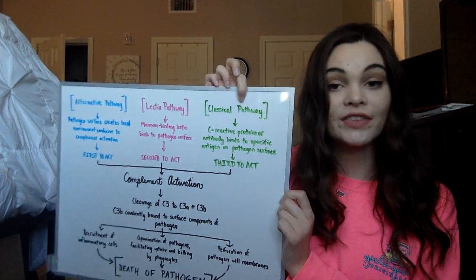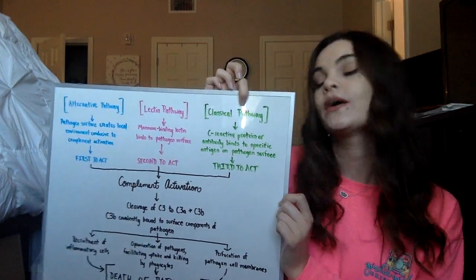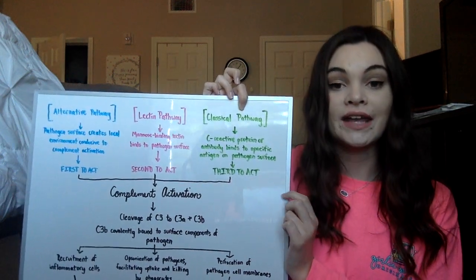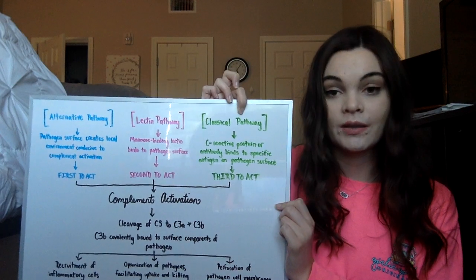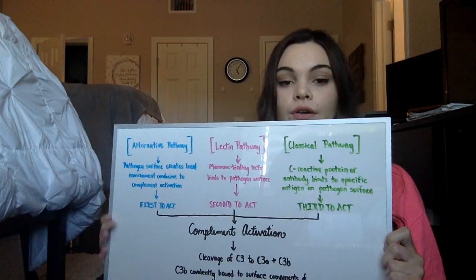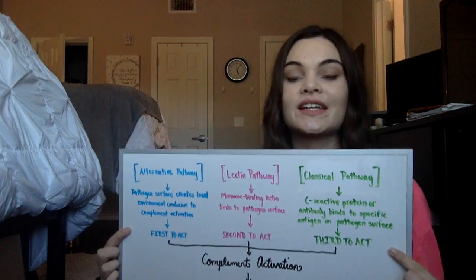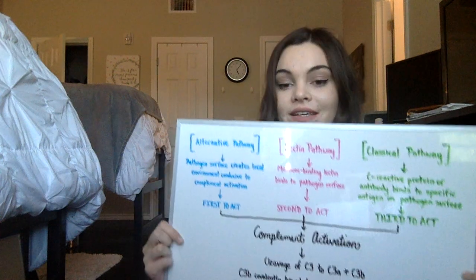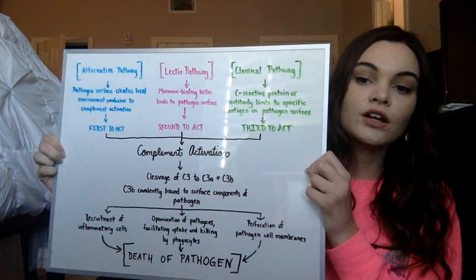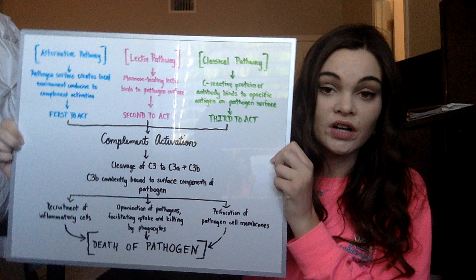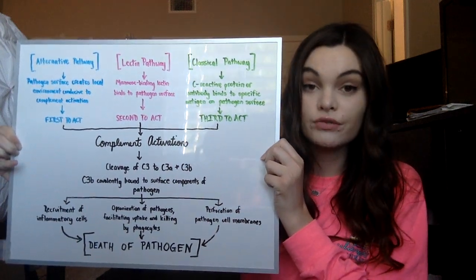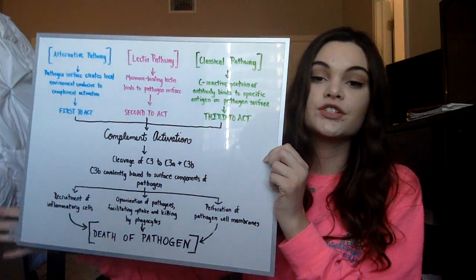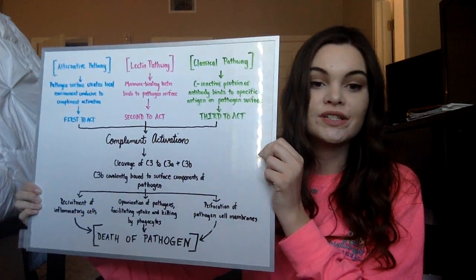And then the third to activate is the classical pathway, and this is when a C-reactive protein or an antibody binds to an antigen that is specific on the pathogen surface. Although these three pathways differ a little in how they occur and play out in the body, they do have one common goal, and that is complement activation. Complement activation cleaves C3 into C3a and C3b, and C3b binds to the surface of a pathogen and induces death of the pathogen.